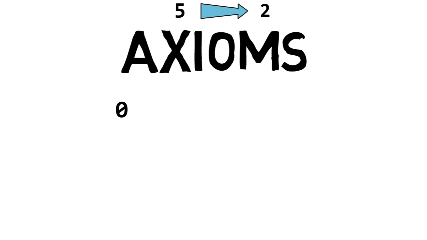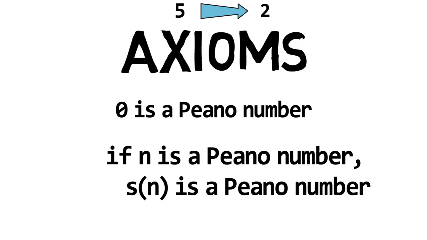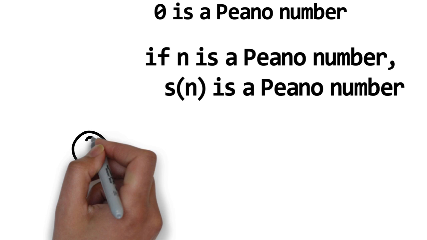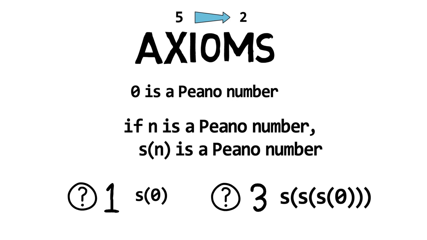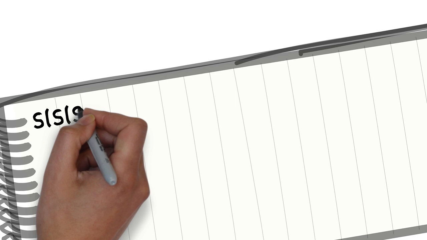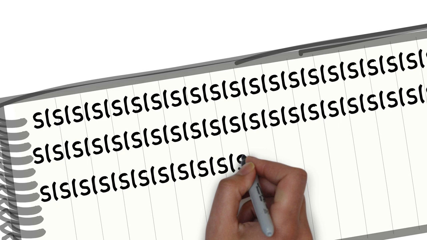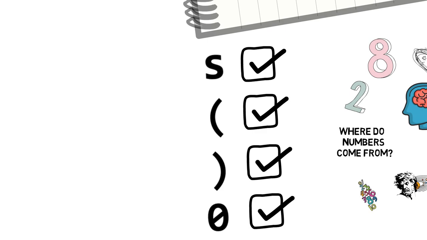0 is a Peano number. If n is a Peano number, Sn is also a Peano number. Very simple. S means successor, so in Peano arithmetic, the number 1 is S0, the number 3 is SSS0, and so it goes on. If you have enough time, you can reach a number of any size. And all the natural numbers can be written using just 4 symbols: S, left brackets, right brackets, and 0.